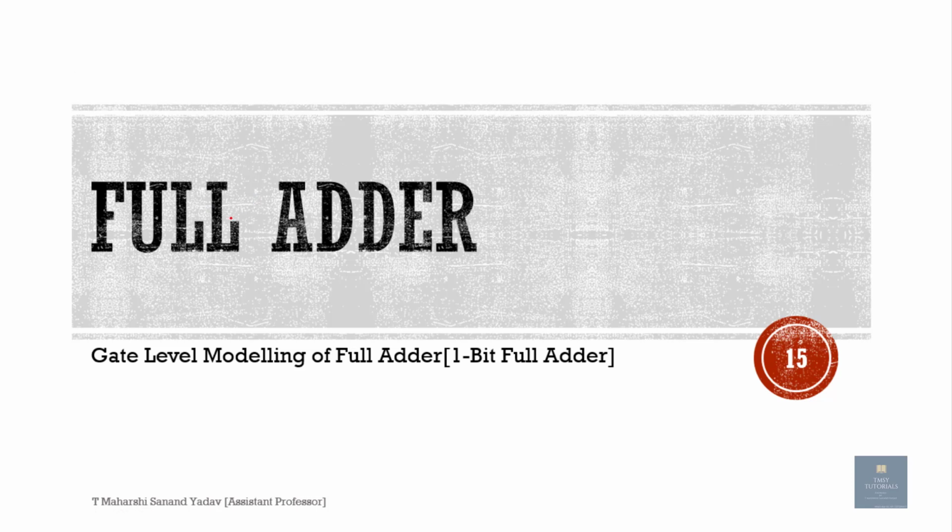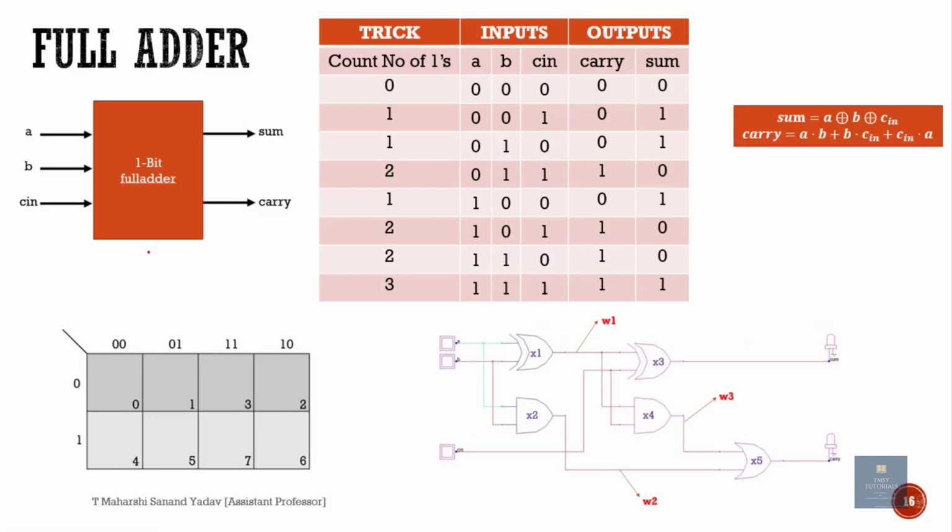In this video, let us try to understand how to write the Verilog code for a full adder in gate level modeling. If you observe this slide, I'm considering a 1-bit full adder which contains 3 inputs, A, B, Cin, and 2 outputs, which are sum and carry. After this you need to write the truth table.